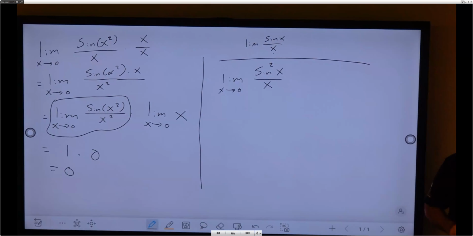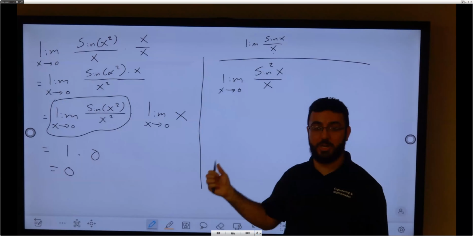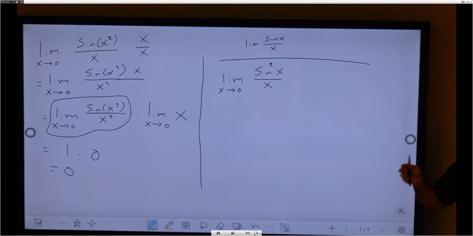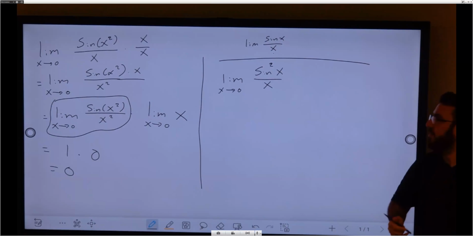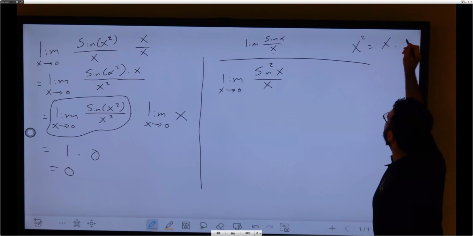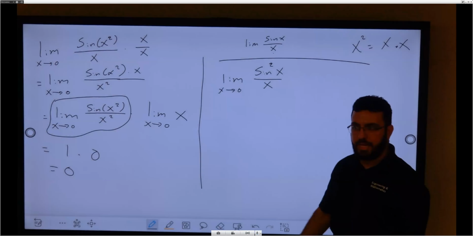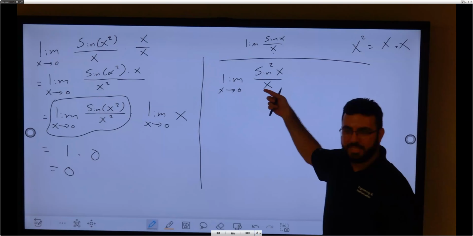You're trying to get to 1, or get rid of the square. How? Think about that. That's what I'm telling you. It's cool just to practice it. You have sine x squared. For example, can I write down x times x? Yes or no? Yes. Can I do the same thing here with the sine? So what am I going to do?